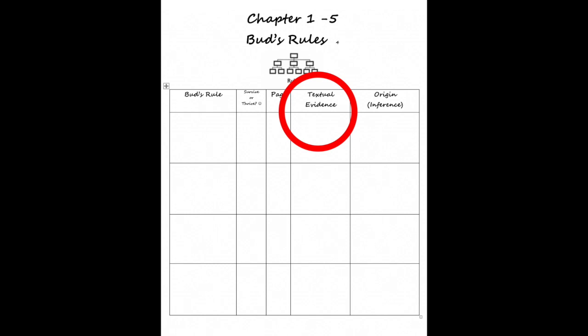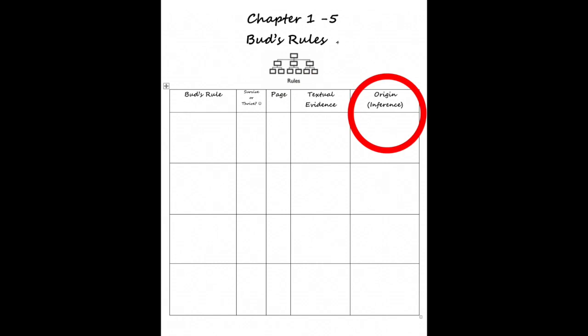Like, what made you think that it was surviving or thriving? What evidence do you have of that? And the last column says origin inference. That means, where did this rule come from? Why does he need this rule? Like, why do you think this rule is good for Bud? Where did it come from? What's the origin of it?